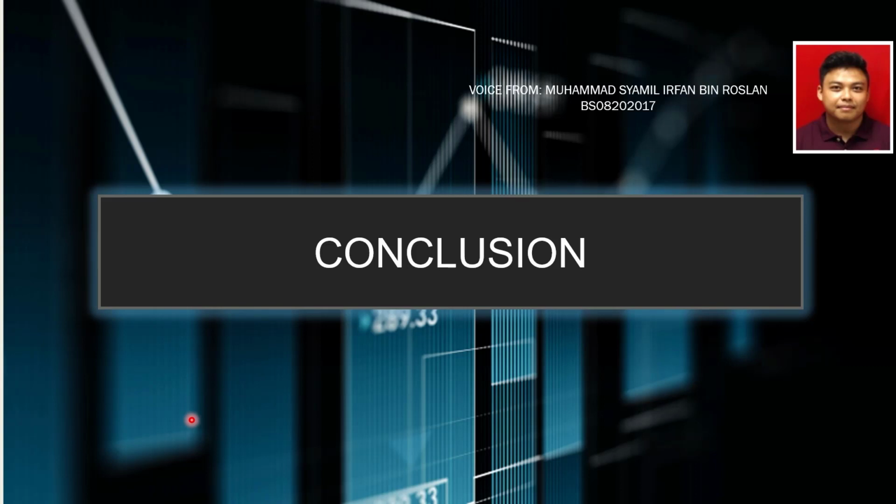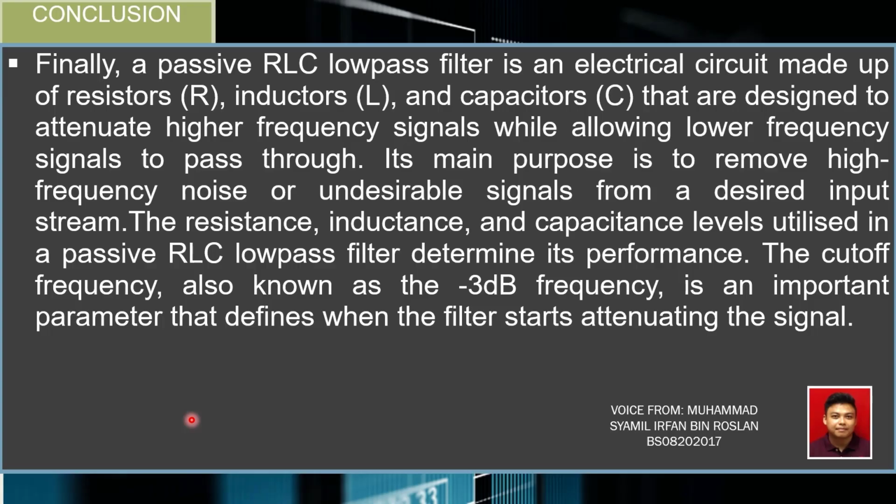And finally, for the conclusion, at the end of the simulation, a passive RLC low-pass filter is an electrical circuit made up of a resistor, inductor, and capacitor that is designed to attenuate higher frequency signals while allowing lower frequency signals to pass through. Its main purpose is to remove high frequency noise or undesirable signals from the desired input stream. The resistance, inductance, and capacitance values used in a passive RLC low-pass filter determine its performance. The cutoff frequency, also known as the -3 dB frequency, is an important parameter that defines when the filter starts attenuating the signal. So that's all for my part.